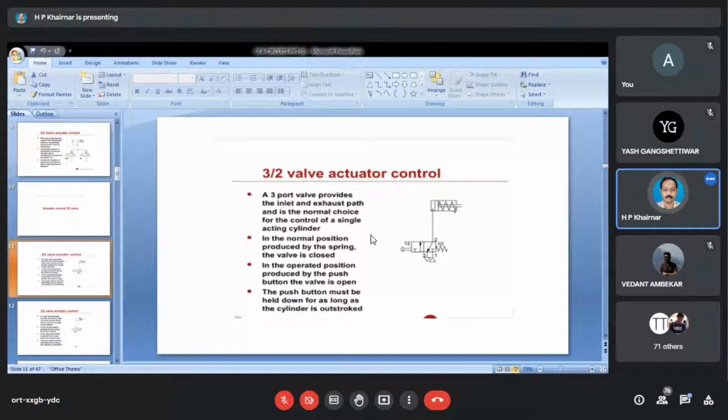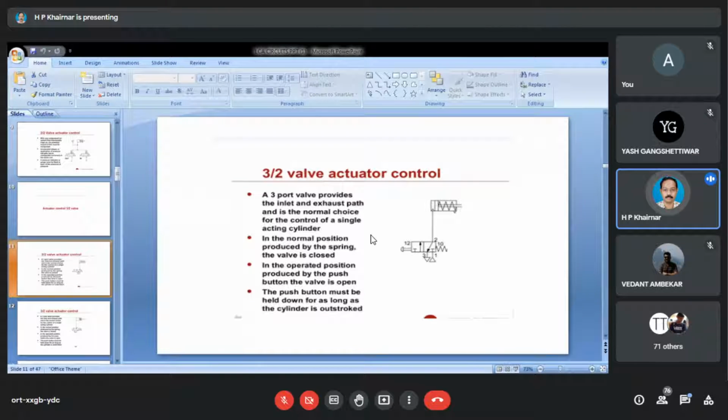So this is the 3 by 2 connections. So the 3 by 2 valve is connected. This is the default position. Again, it is assumed that the cylinder is in the retracted position, with the piston in stroke. If that is the condition, what valve connections are indicated over here? So a 3 by 2 valve, a 3-port valve, provides the inlet and exhaust path and is the normal choice for the control of a single acting cylinder.